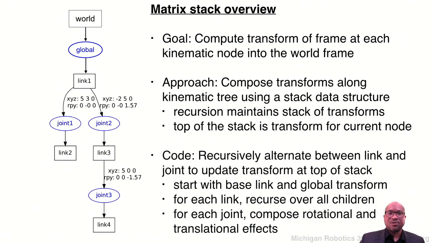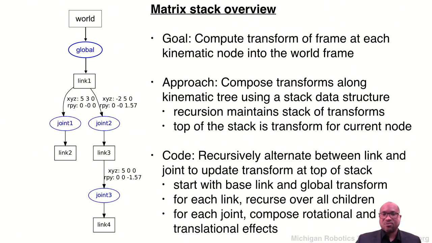Our recursion is going to work this way: we start off with the base link, which is in a global coordinate frame. And then we're going to alternate our recursion between joints and links. Whenever we're at a link, our children will be joints. Whenever we're at a joint, our child will be a link. And so we can have separate routines to process each of those separately.